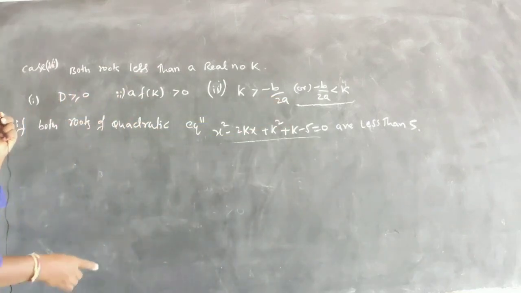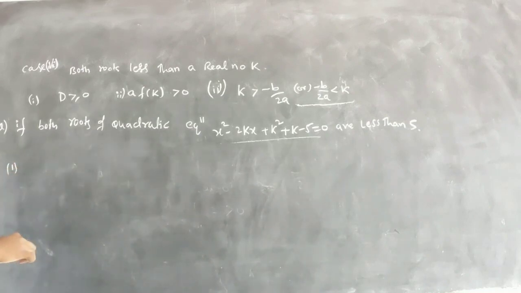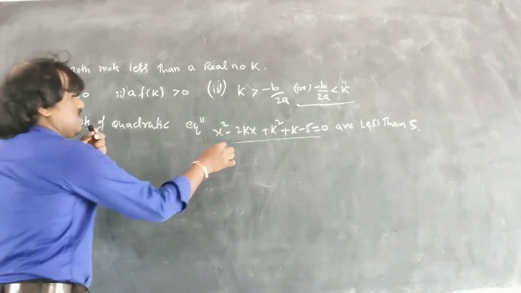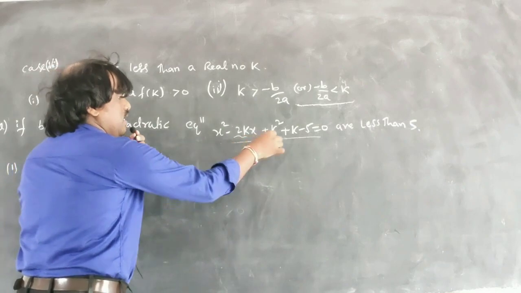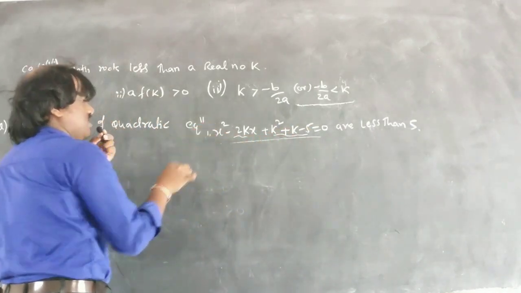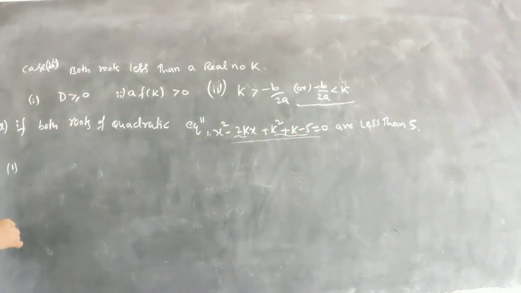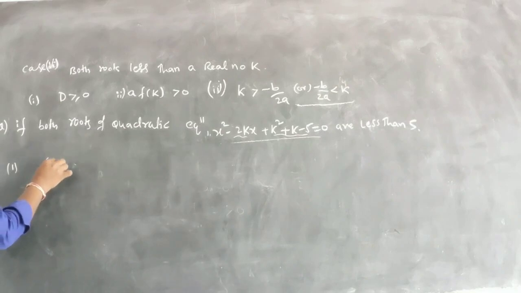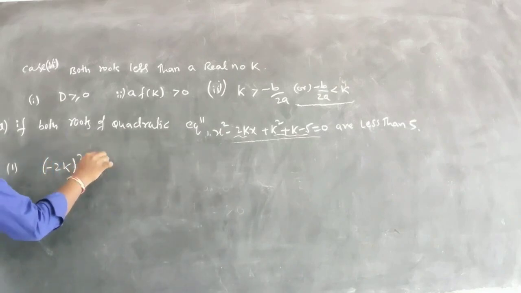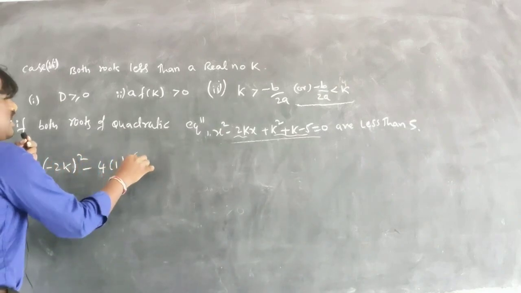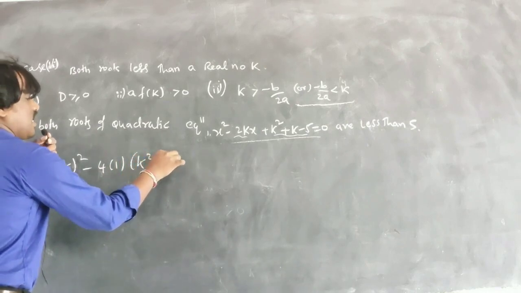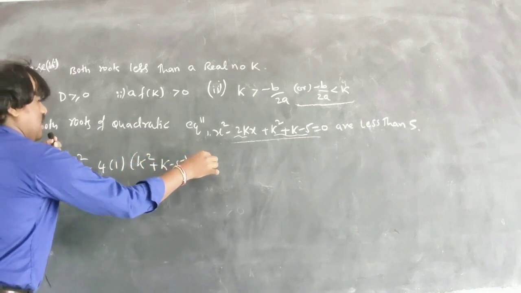Now the case number 1 I am applying, that is D greater than or equal to 0. So D is b square minus 4ac, where this is b, this is c, and this is 1, that is a. Then we apply the condition: b square, that is 2k square, minus 4ac, where c is k square plus k minus 5, is greater than or equal to 0.